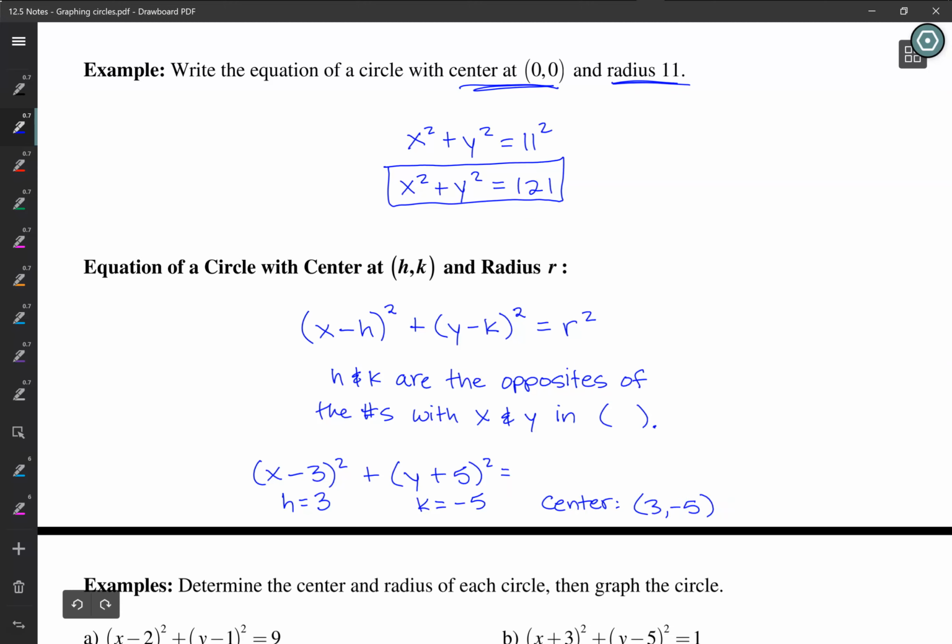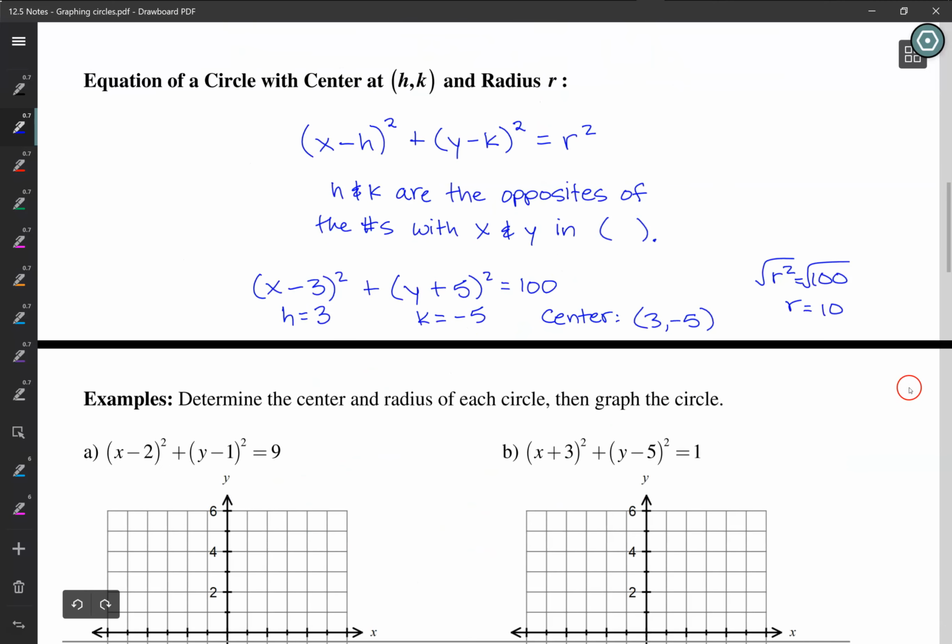And let's say that equaled 100. r squared equals 100. So r equals 10. So this number over here is still the radius squared. And h and k are just the opposite of whatever is with x and y in parentheses. Now, if there isn't a number with x or y, then h or k is 0. If it just says x squared or just says y squared, then h or k is 0.